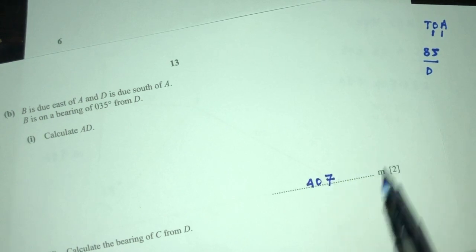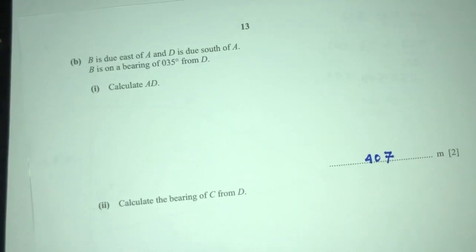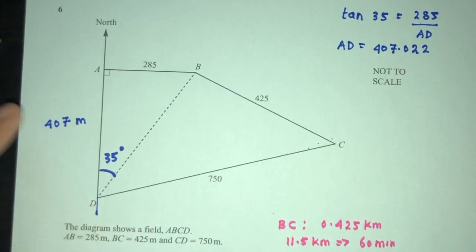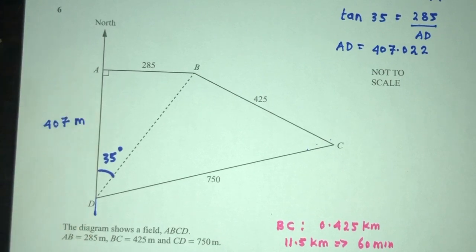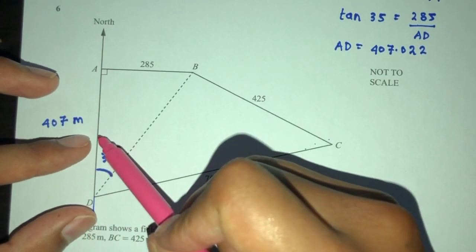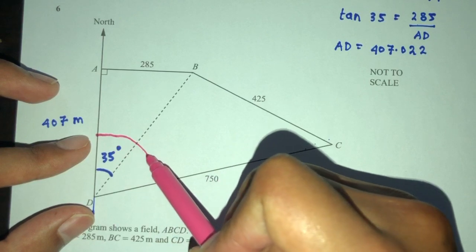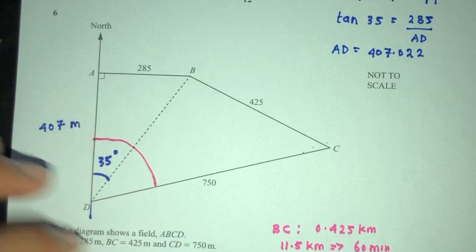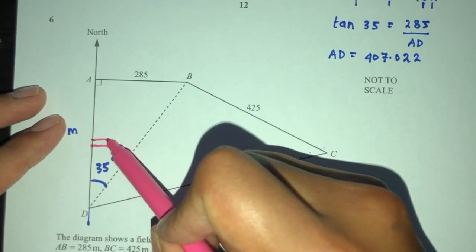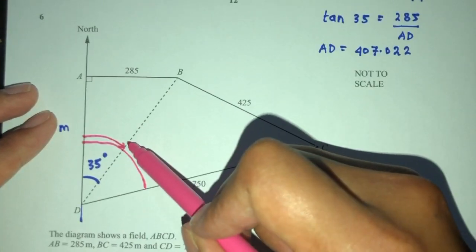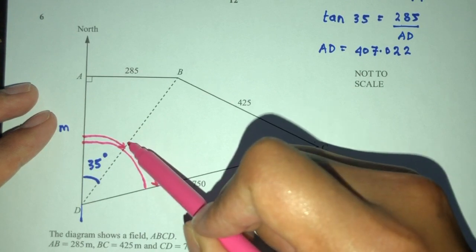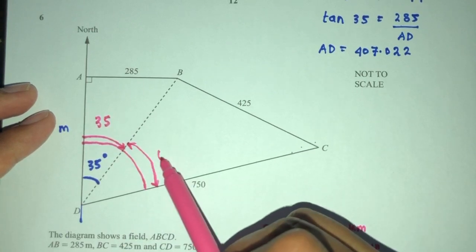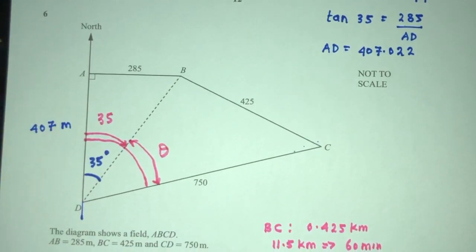Right. Now for part 2, we have to find out the bearing of C from D. The bearing of C from D. So again, from this point right here, from this line, we have to start and we have to reach C. So we have to find this big pink angle. Now it can be seen clearly that this big angle right here is the sum of this one and this one. Right? So this one we know already, it is 35. We just have to find this one. Let's call this theta.